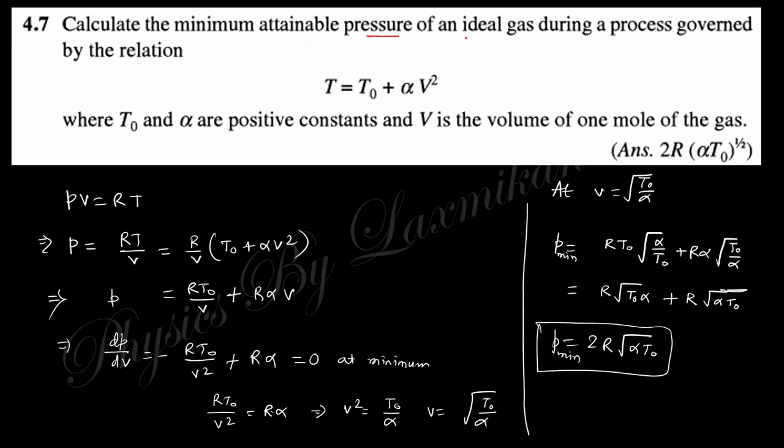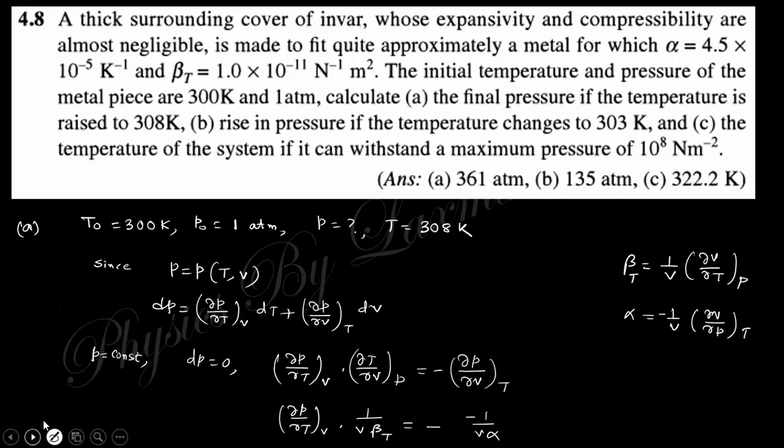Calculate the minimum attainable pressure of the ideal gas during the process governed by this relation. You need to find out the minimum pressure. At the minimum, the first derivative will be 0. Pressure P equals RT by V, and T is given here, so P equals like that. So dP/dV, with volume as the variable, will be 0 at the minimum value. If you put this value, V will be root under T0 by alpha. Put this value in this expression, and the P minimum will be obtained like that. Go to the next one.